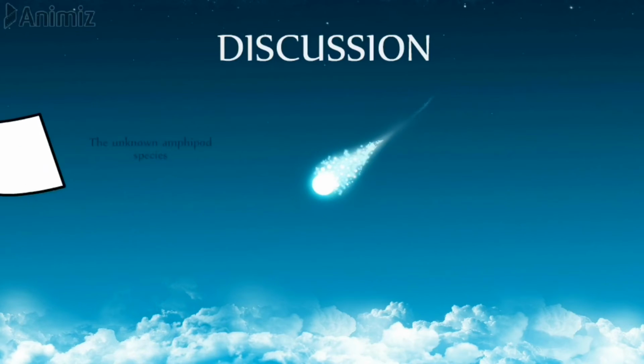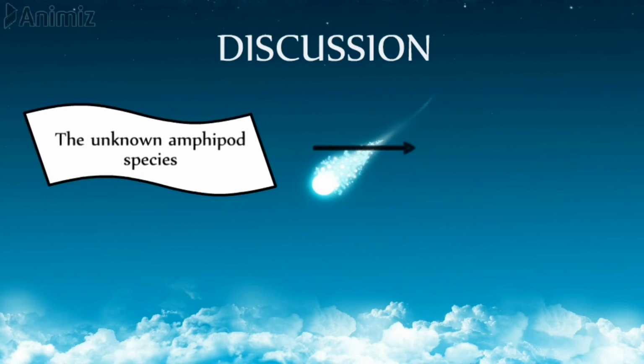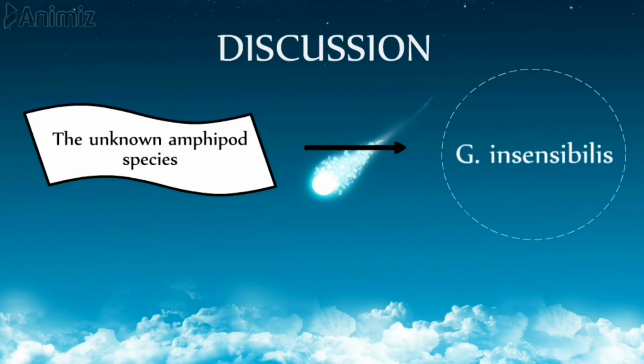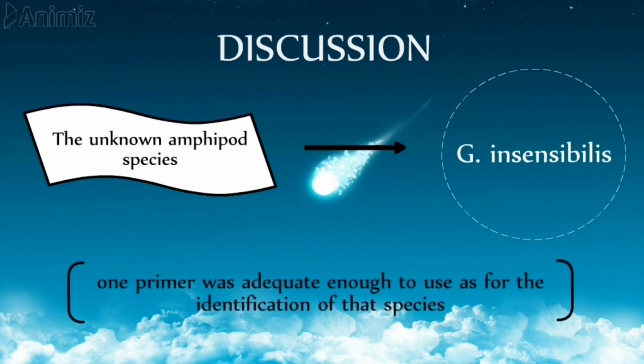The result allowed the identification of the unknown amplified species as G. insensibilis from the previous study, based on the RAPD fingerprint alone, of which one primer was adequate enough to use for the identification of that species.